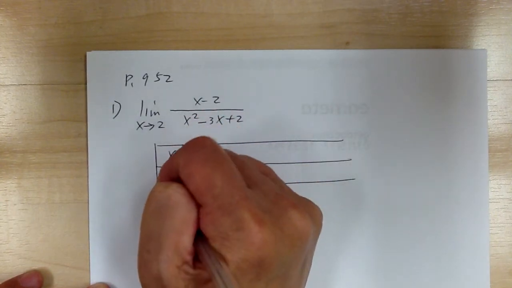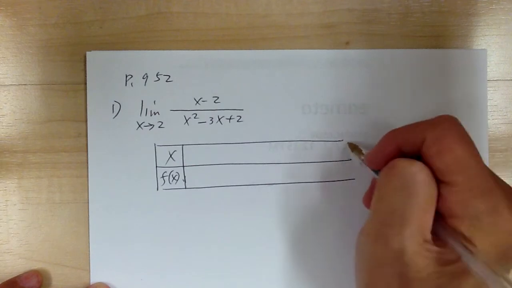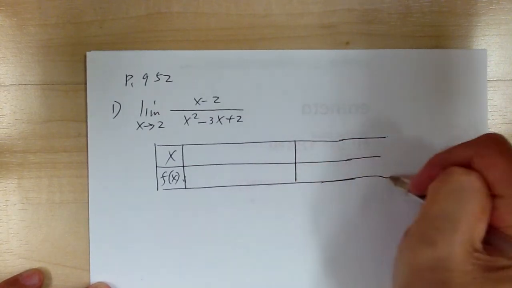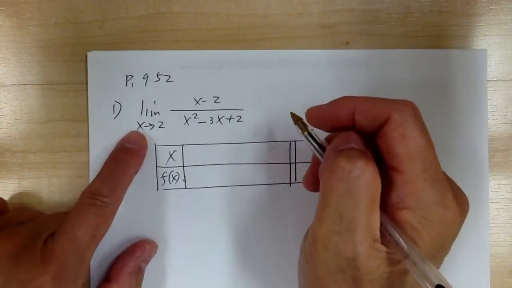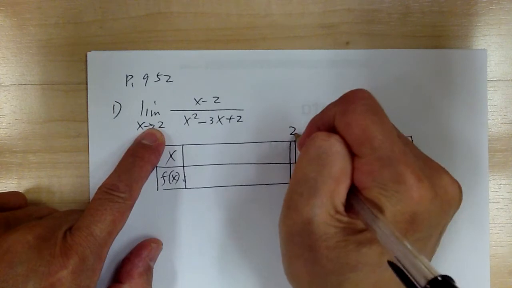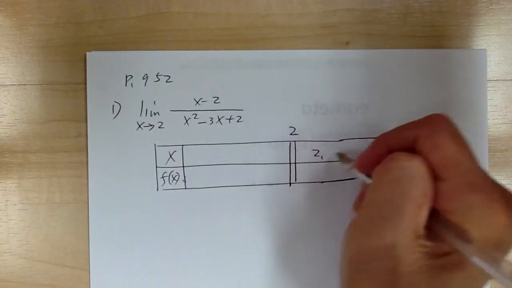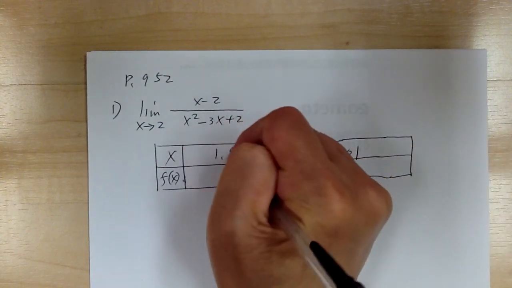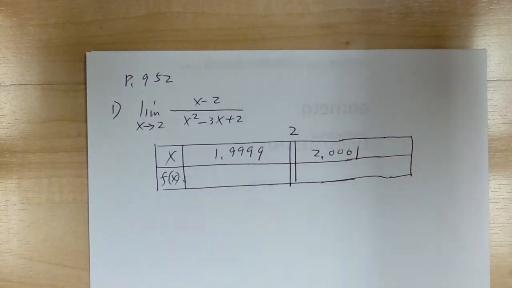so you got x and f of x. F of x means y. Now it does not tell you what value to use, so you can choose. So what I'm going to do is, since we approach 2, your middle is the 2, so you need to get values on either side. So I'm going to use 2.0001 and 1.9999. So I'm going to just use two numbers.